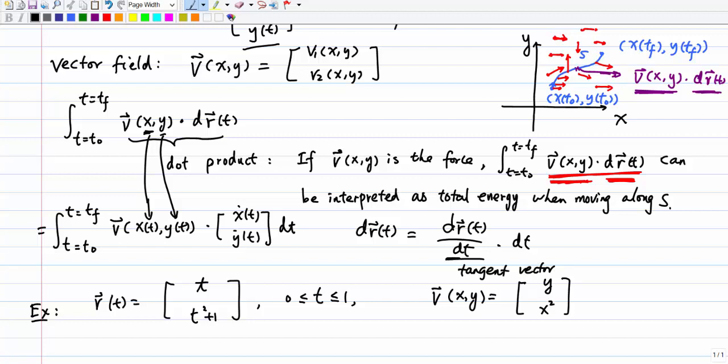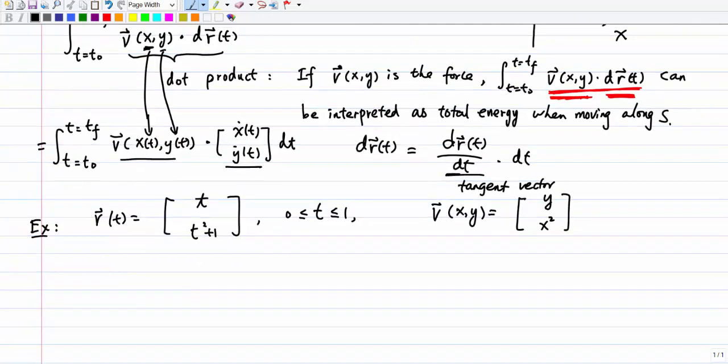Now by doing this, we compute this one, which will be just a function of t. We compute the dot product, which is also a function of t, and we just integrate everything over t, which should be computable. Now here's a simple example of how we compute this.